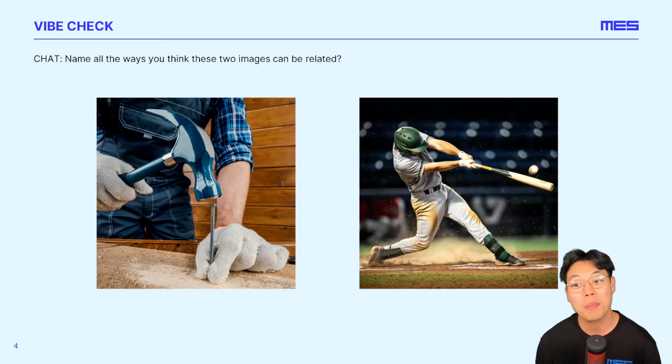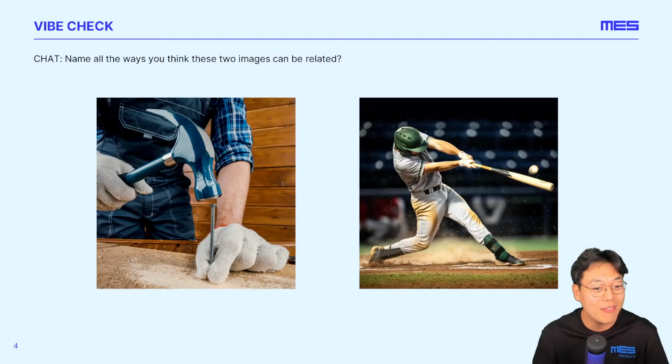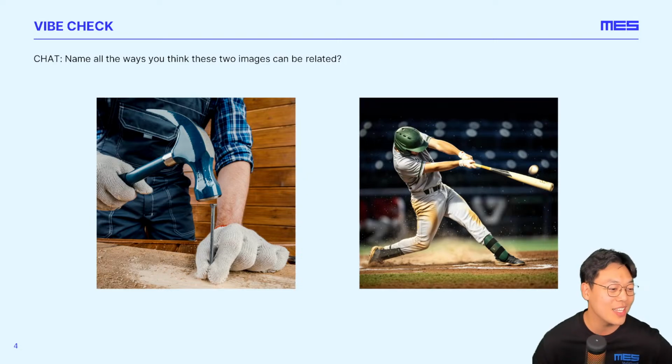And then on the picture on the right, I see a baseball player making contact with the ball, which is actually a really, really difficult thing to do, but they're making contact with the ball. They have tools. Great, Daniel. They both have tools. One has a hammer, one has a baseball bat. Amazing. Is there anything else that you notice? Anyone in the chat? Anything that you notice about how these two images can be related?